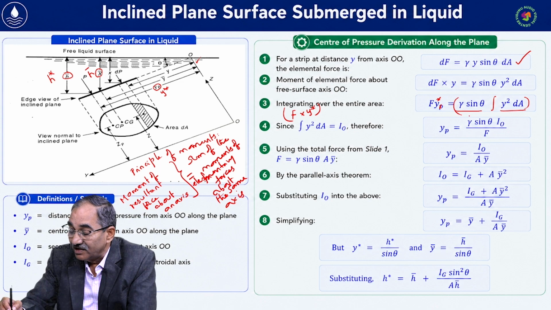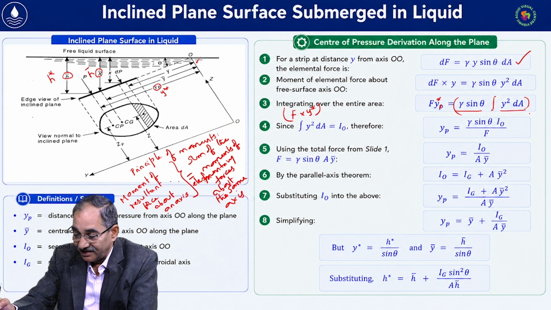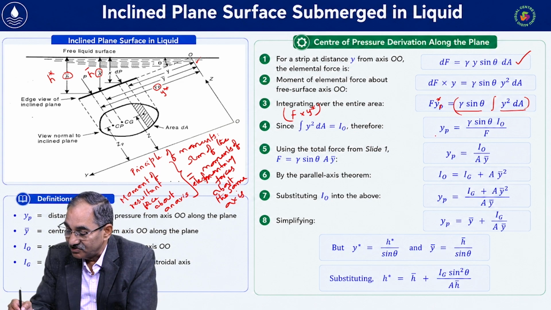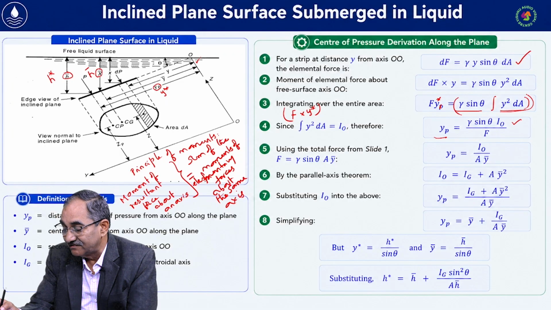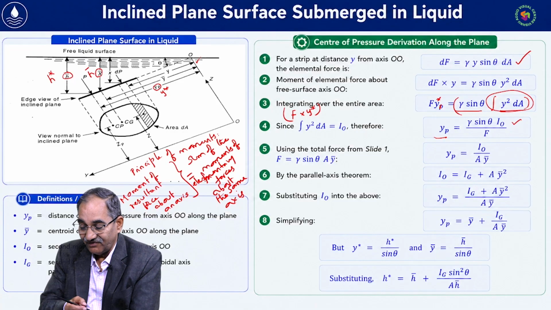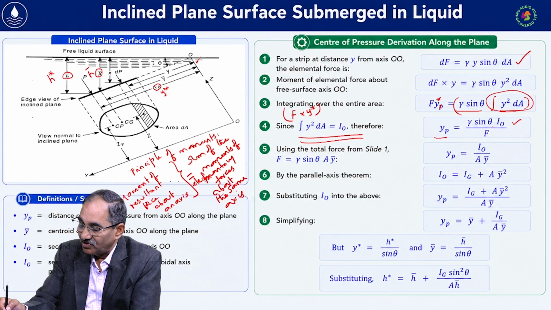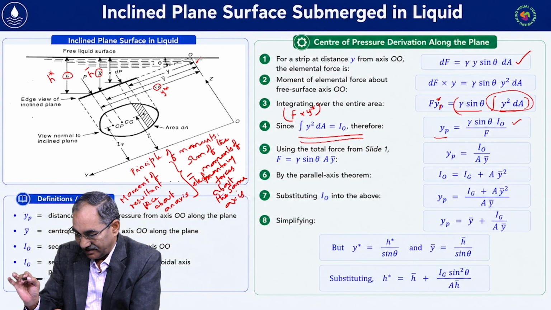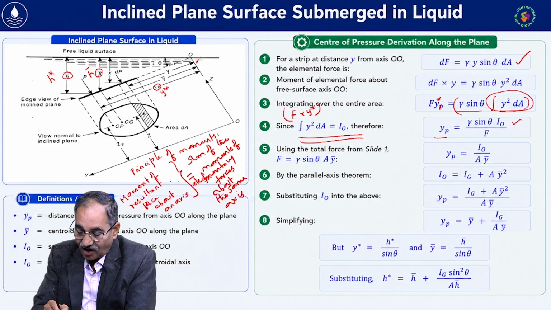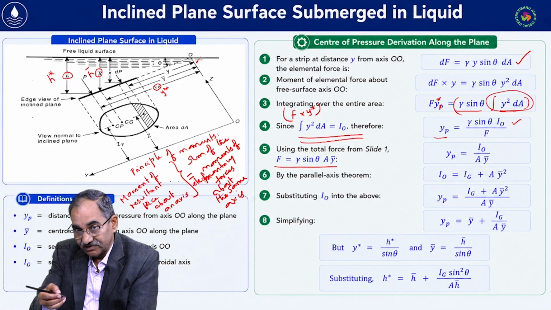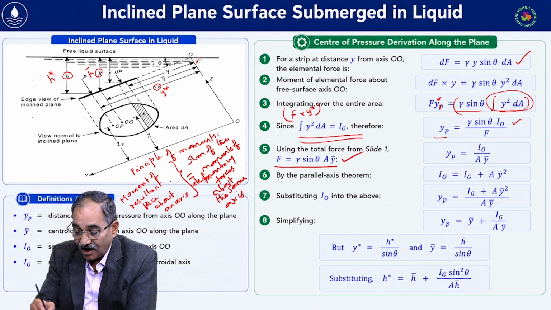we have already found out: gamma sine theta into y square dA. So yp is equal to gamma sine theta into the integral of y square dA. In the last derivation we have shown it is equal to I bar, the second moment of area. So gamma sine theta into I bar by F. Already F is equal to gamma sine theta into A y bar; just check the previous derivation. We have put the same thing.